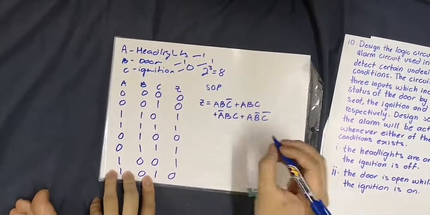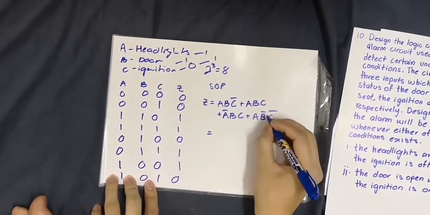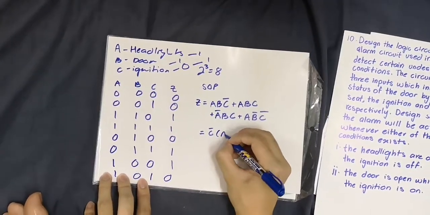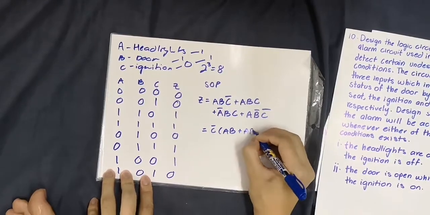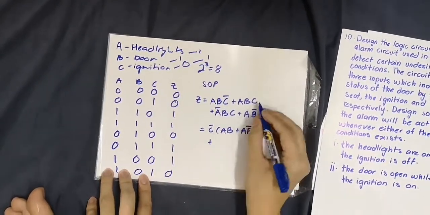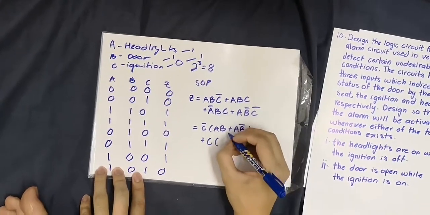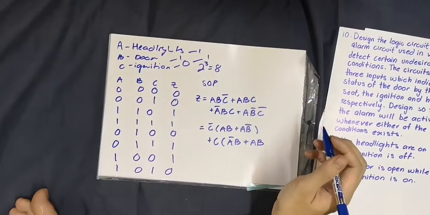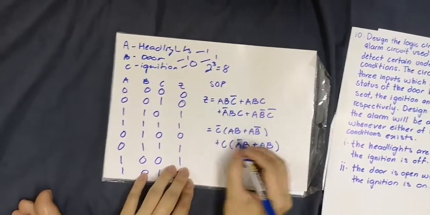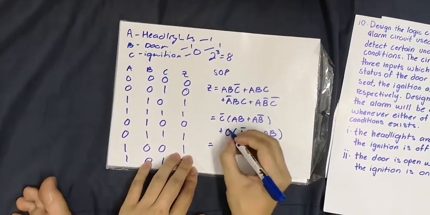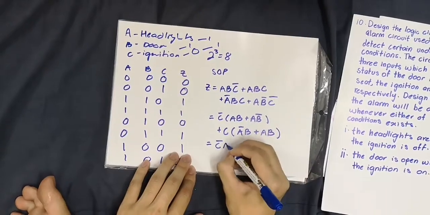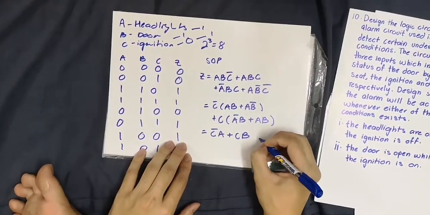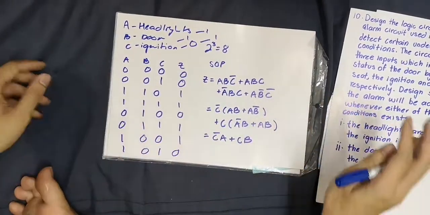From this equation we need to simplify it. First we identify C and make a group: C, A, B plus A, B, inverted B, and next we have this C, A, B plus A, B. As you can see here, we can further simplify this by making it C inverted A plus C B. And here we have the simplified equation, and then we can design the logic circuit.